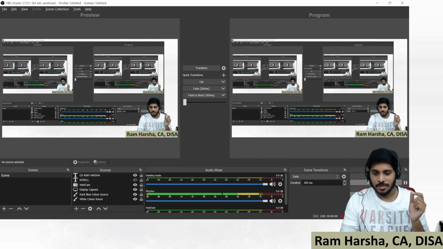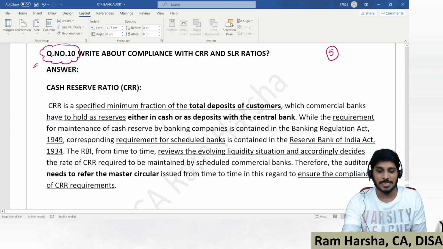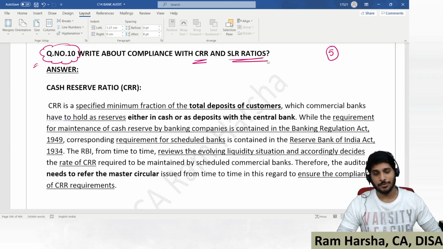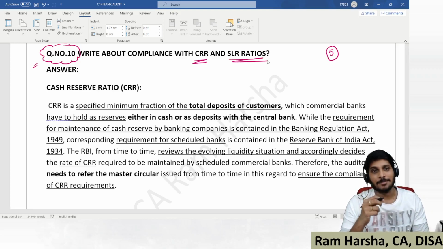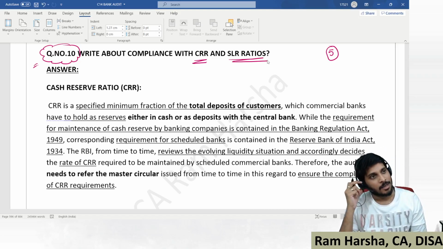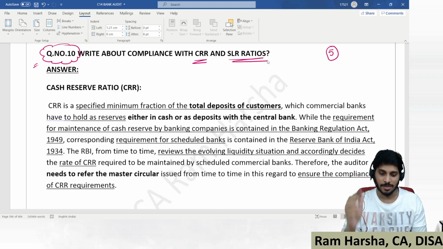In this 10th question, we are going to understand what you mean by CRR and what you mean by SLR ratios. To bring inquisitiveness and interest in learning, first of all, how exactly SLR and CRR work.